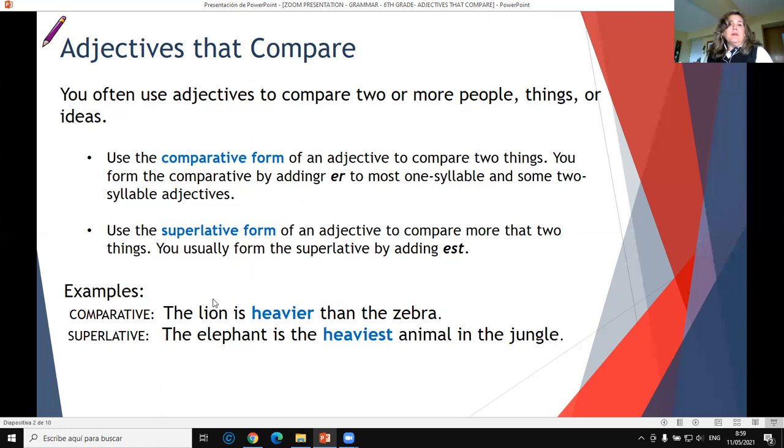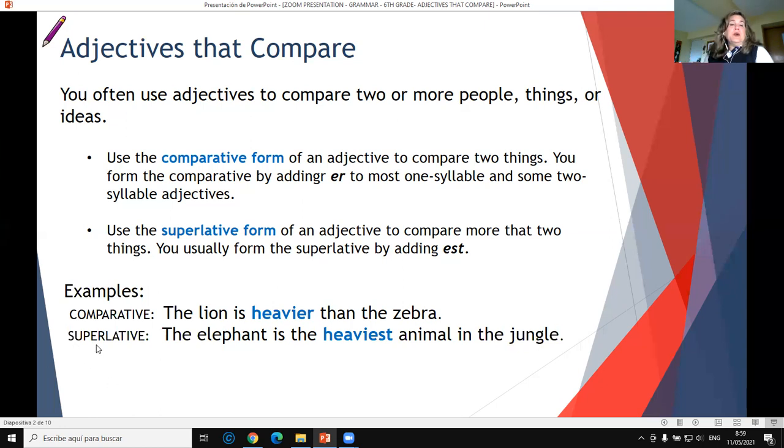Okay, you are comparing the lion to the zebra. So you use ER at the end, and heavy, which was the original adjective that ended in Y, you change that Y to I, and then you add the ER. But we will see a chart on the next slide that will explain that too.